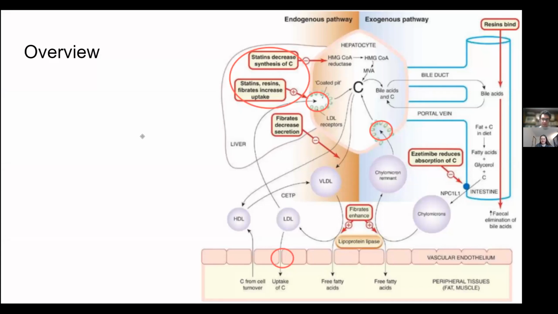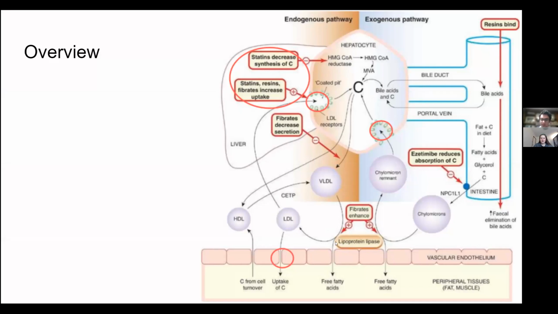I'll just give you a bit of an idea of where we're going. You can reduce the amount of cholesterol or lipids you have through a lot of different mechanisms. You can reduce the synthesis of cholesterol. You can do that by blocking this enzyme, which leads to the synthesis of cholesterol.